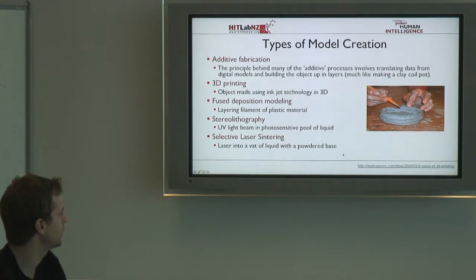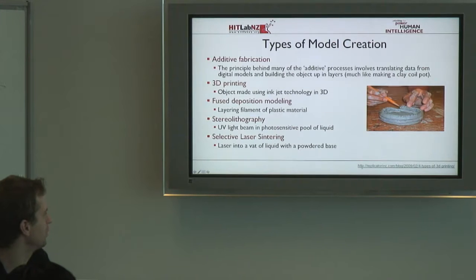Now, I got these definitions off this website, and there is a lot of argument about what these various terms are, but I think these guys did a pretty good job defining it. So this is how they define additive fabrication. They define 3D printing as an object made using inkjet technology in 3D, which is basically not what any 3D printers do, really. So you stick a cartridge into a 3D printer and then it prints up. I mean, the difference between that and fused deposition modeling is kind of hard to define anyway.